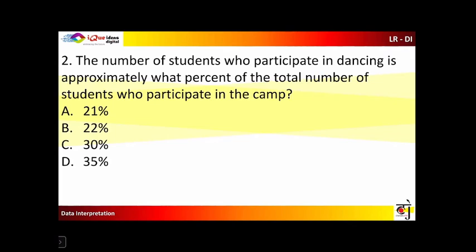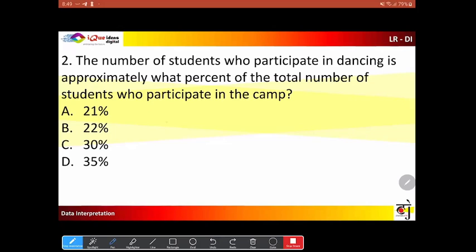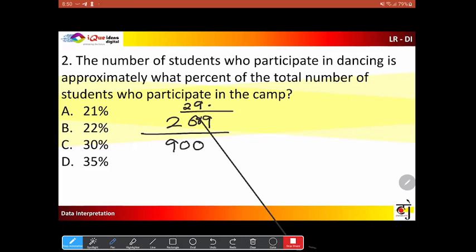The number of students who participate in dancing is approximately what percentage of the total number of students who participate in the camp? So dancing was 269. The number of total students in the camp is 900. So if I divide by 9, 9 twos are 18, 9 nines are 81, 29 point something. So 29 point something, my closest answer comes to 30%.